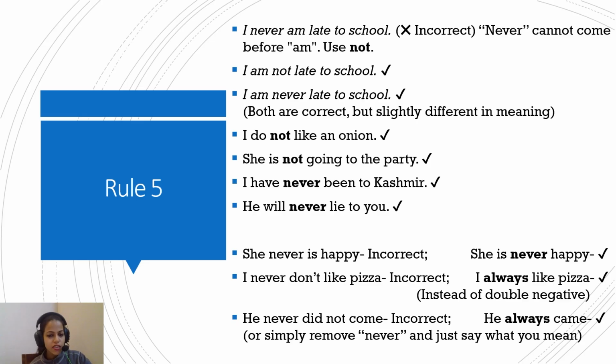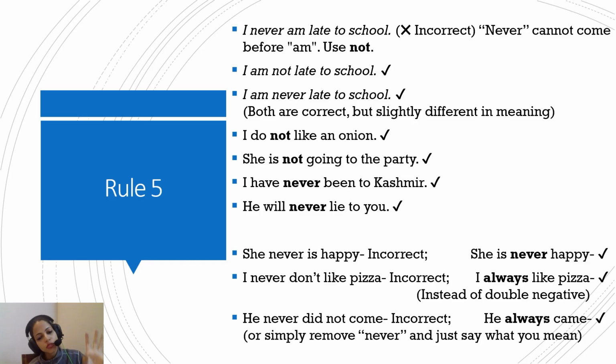So not and never cannot be used interchangeably. That's one thing, and the second thing is they should not be used together also. No two negative words should be used in one sentence. So she never is happy is incorrect. She is never happy is correct.